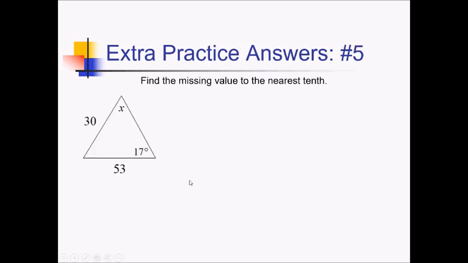On this problem, I'm trying to find a missing angle, and I don't necessarily have a right triangle, but I do have an angle and a side across from it. So I can use law of sines for this one. So sine of A over A equals sine of B over B. So we'll do sine of 17 over 30, and that's going to equal sine of my missing angle here over 53. Let's isolate sine of x before we do anything else.